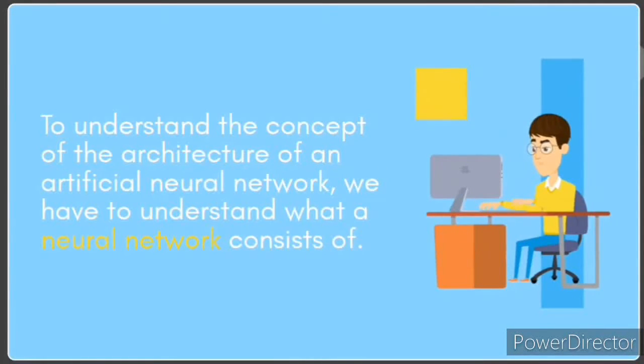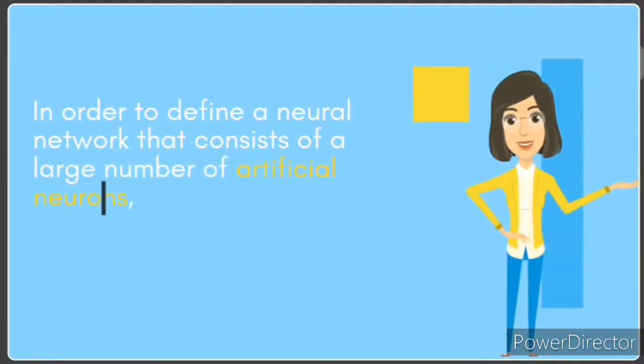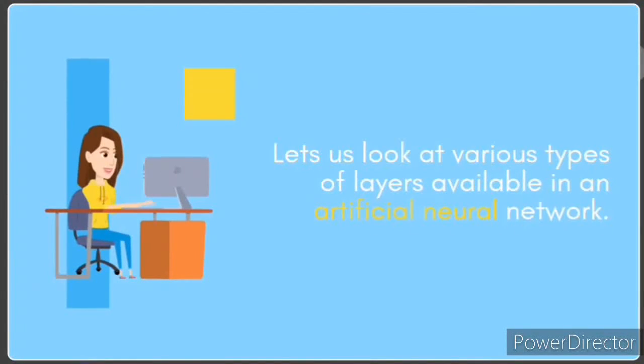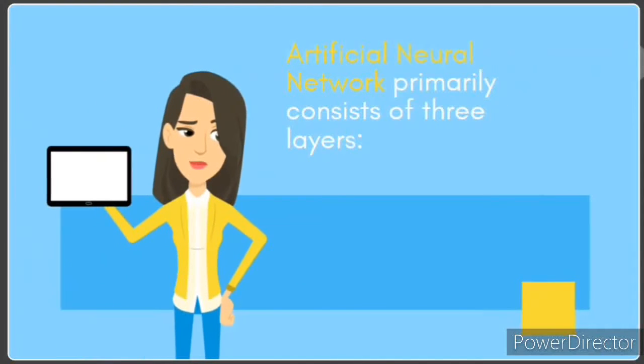Network. To understand the architecture of an artificial neural network, we have to understand what a neural network consists of. A neural network consists of a large number of artificial neurons, which are termed units, arranged in a sequence of layers. Let us look at various types of layers available in an artificial neural network. An artificial neural network primarily consists of 3 layers.